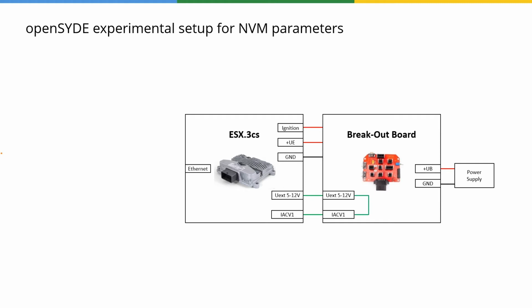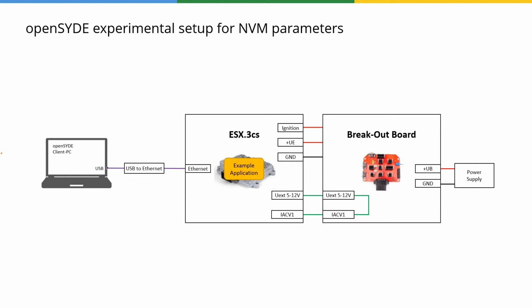Ethernet is used for communication between the controller and the openSYDE client PC. All necessary steps, like for example the device configuration, have already been executed for this video. The example application from the target support package of the ESX3CS is running on the controller.